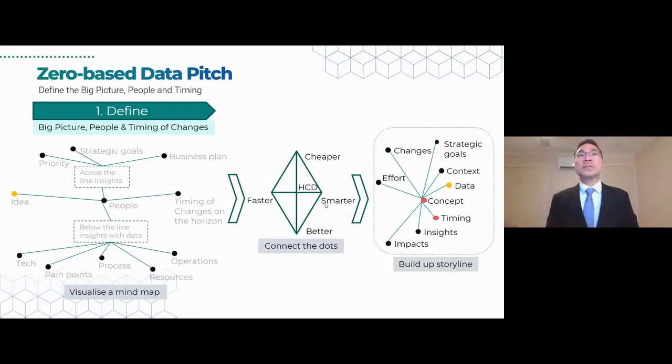Okay, now we go through a little bit more detail about the define stage: the big picture, the people, and the timing of change. As you can see here on the left-hand side, I think it is very important to understand what is going on in that part. It is all about visualizing a mind map. You start with your idea, then you have to be able to pinpoint the people who are actually going to get impacted or participate or get the benefit. You need to unlock that question. So go with the who, the people, and then the timing of change on the horizon.